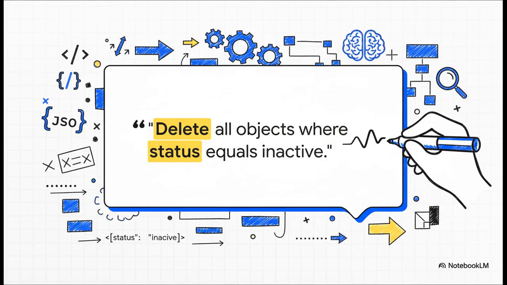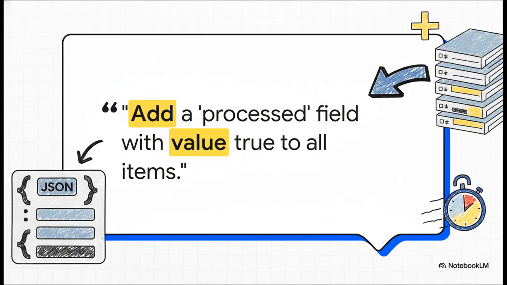I mean, just imagine typing this sentence. The tool actually understands the intent behind your words. It knows what an object is, what a status field is, and it surgically goes in and performs that exact operation with zero collateral damage. Or how about this? Instead of manually adding a new key-value pair to hundreds, maybe thousands of objects, you just state your goal.